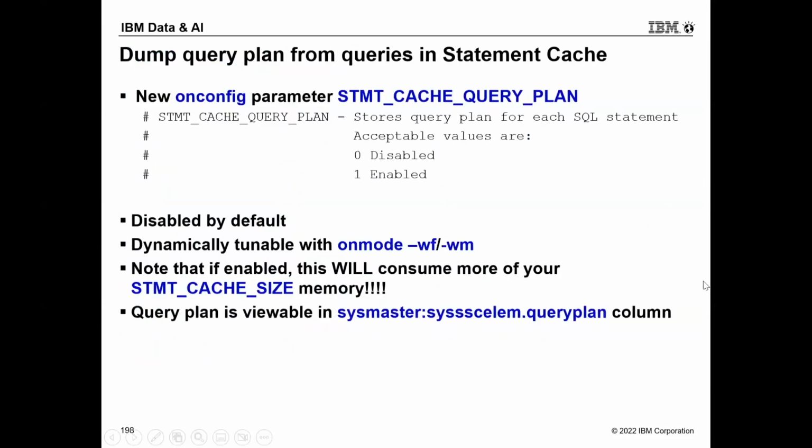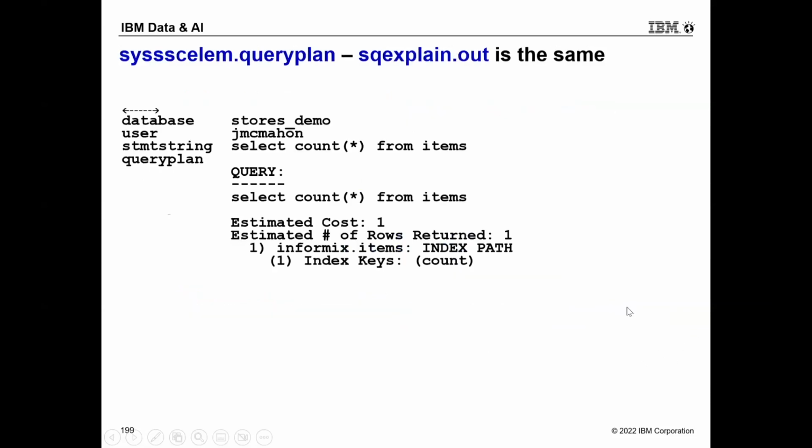Dumping the query plan from queries in the statement cache. New onconfig parameter, statement cache query plan, has acceptable values of 0 for disabled and 1 for enabled. It is disabled by default. It is dynamically tunable with the usual onmode -wf and -wm. If you enable this, it will consume a lot more of your statement cache memory. And the query plan is viewable in the query plan column of sysmaster sysssc elem. sqexplain.out.